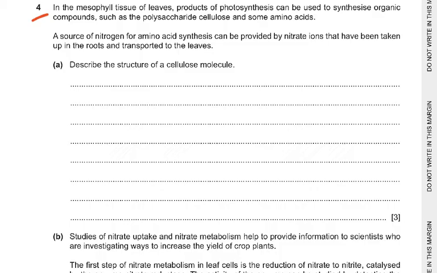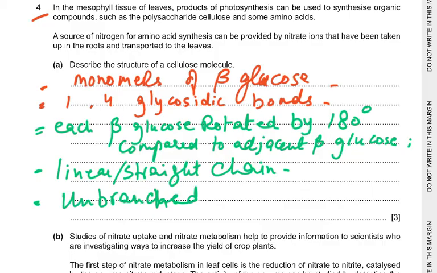Very simple, direct question. Monomers of beta glucose, 1,4 glycosidic bonds, each beta glucose rotated by 180 degrees compared to the adjacent beta glucose. It's linear, or you can say straight chain molecule, and it is unbranched. So straight, very simple points which everybody must know for cellulose.